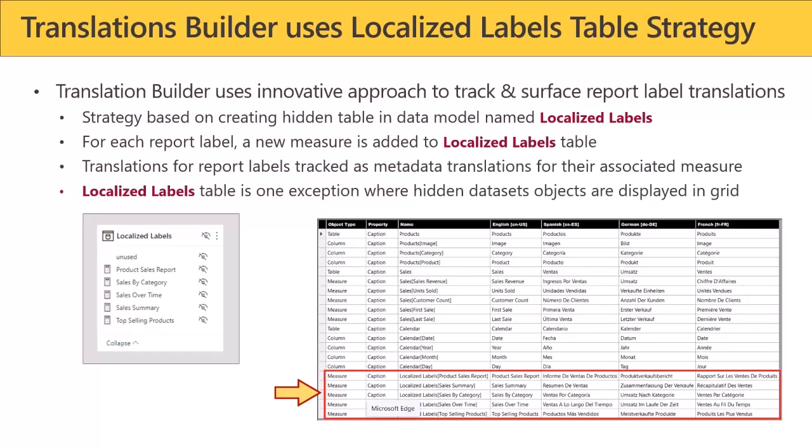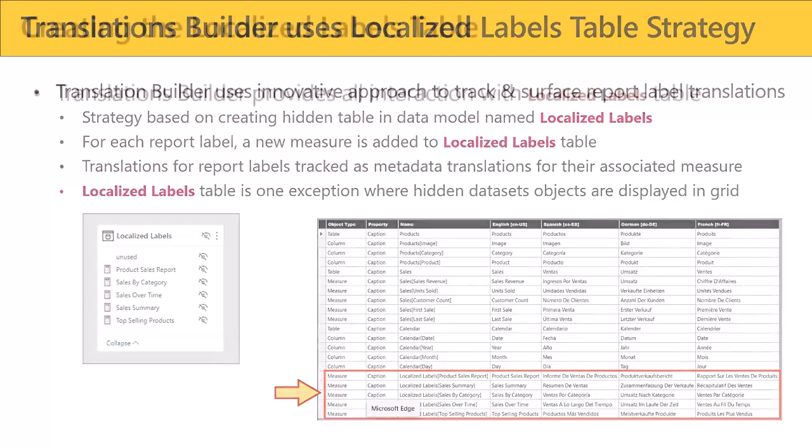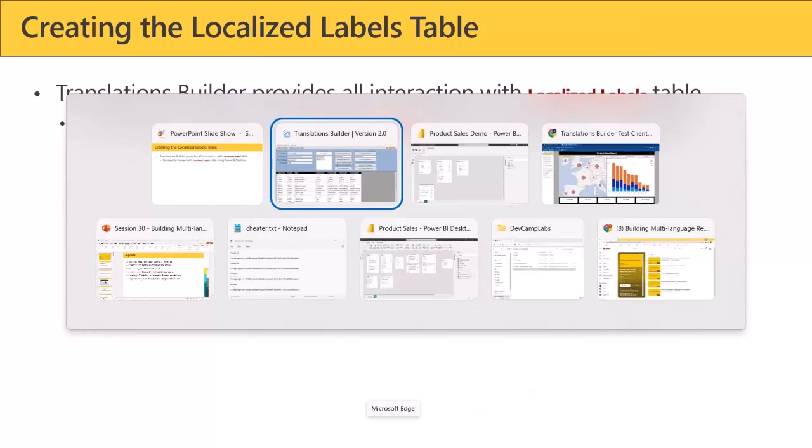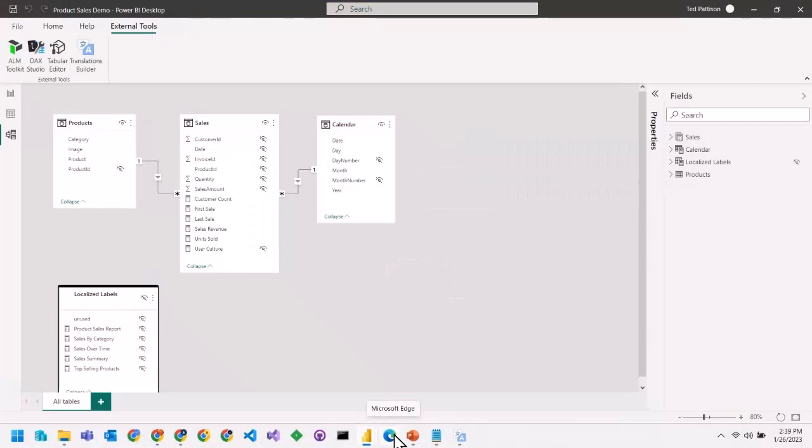Now, the localized labels table is the one exception where hidden database objects are going to be displayed in the grid. And that's because of the strategy that we're using. Now, when you work with a localized label table, you do all your work through Translations Builder. You don't ever need to interact with a localized label table in Power BI Desktop. I'm just showing you this so you understand what's going on behind the scenes, but don't do this at home.